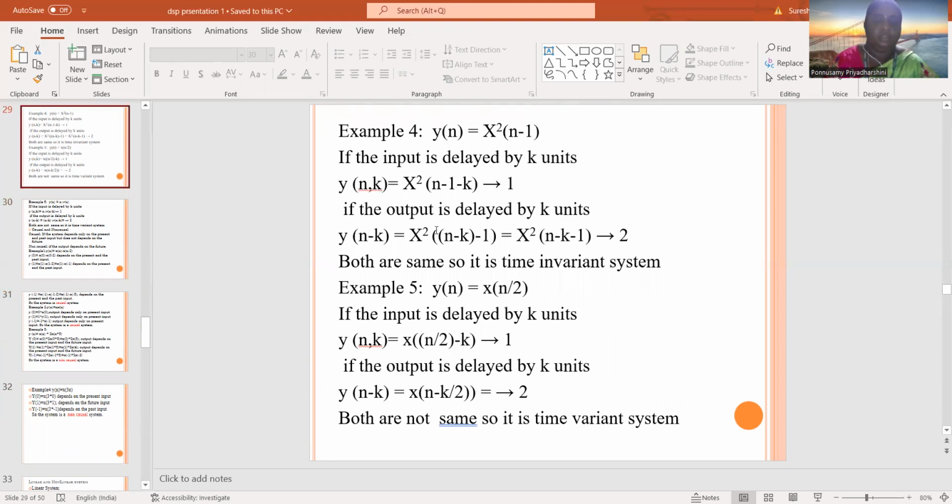The next example is y of n is equal to x square of n minus 1. If the input is delayed by k units, we get n minus 1 minus k. And similarly, if the response itself is delayed, overall that is x square of n minus k minus 1. So the system is a time invariant system. Similarly, we can do this with x of n by 2. For this x of n by 2, it is acting as a time variant system.